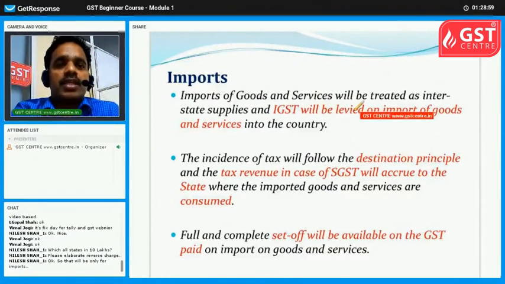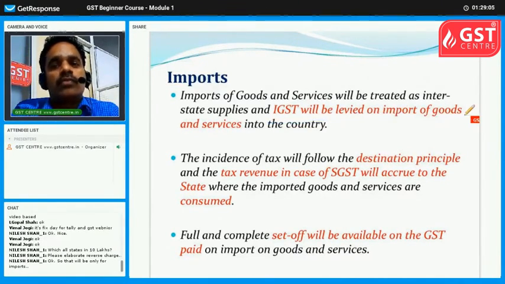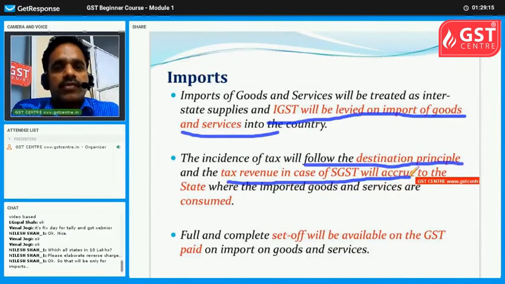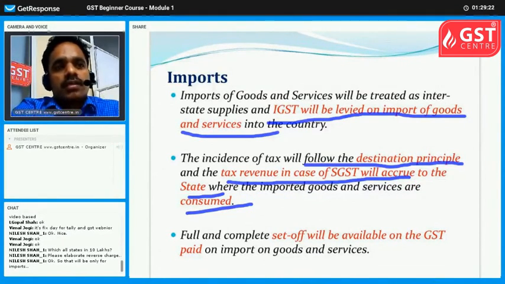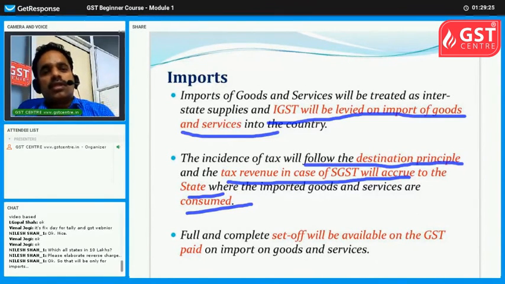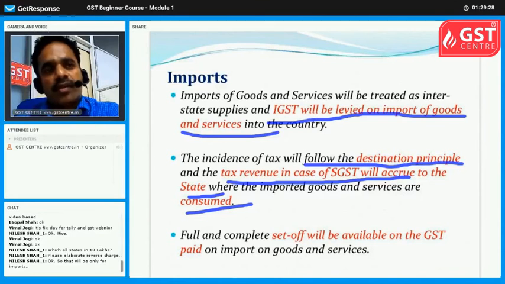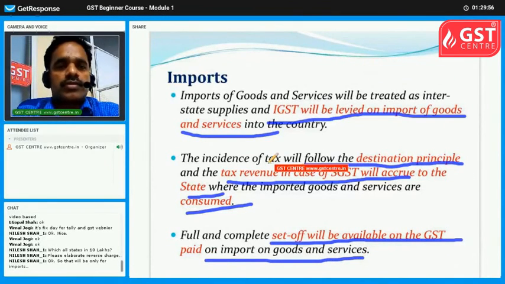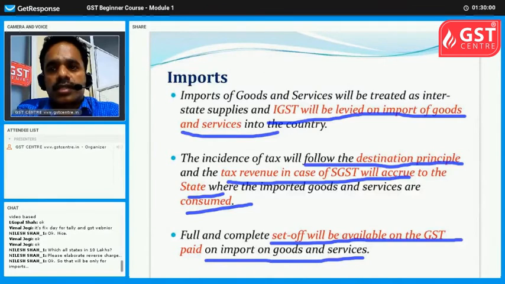Then for imports, we are explaining imports. Imports of goods and services will be treated as interstate supplies, and IGST will be levied on import of goods and services. On imports, IGST is levied. The incidence of tax will follow the destination principle. Tax revenue in case of SGST will accrue to the state where it is consumed. So if a person is in, say, Delhi and he has imported some goods, the IGST paid on such imports by the buyer under reverse charge will go to the Delhi state government. That is the SGST portion. Then full and complete set-off will be available on the GST paid on imports of goods and services. That is the input tax credit.